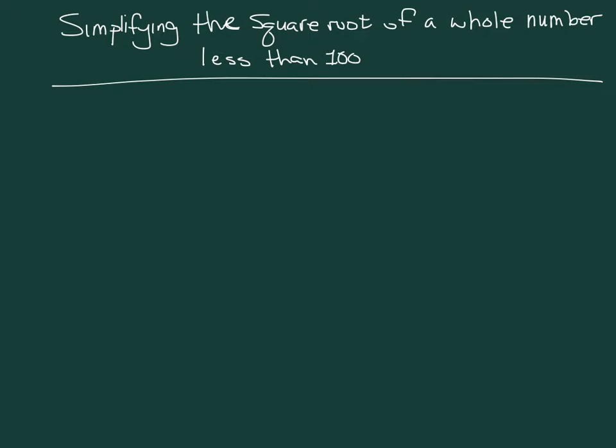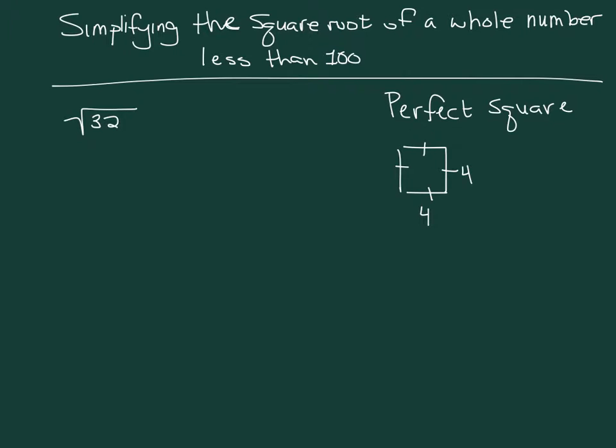Okay, so simplifying the square root of a whole number. A lot of times you're going to get square root problems that aren't perfect squares. Now a perfect square is something, if we go back to geometry for just a second, if you think of a square, it has four sides that are all equal. So a perfect square would be something where the sides are the same and there's no leftover pieces, okay?